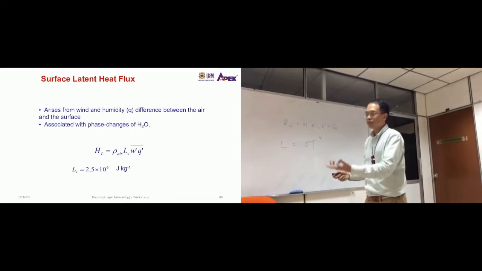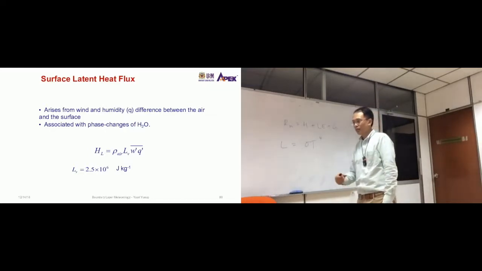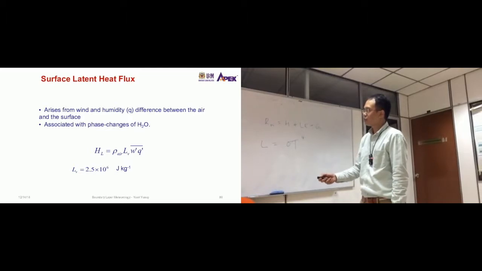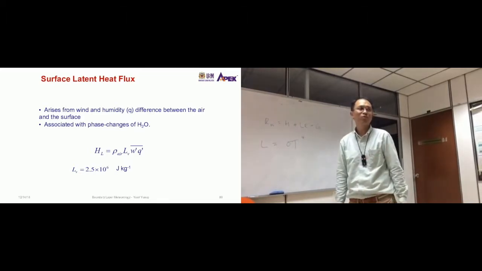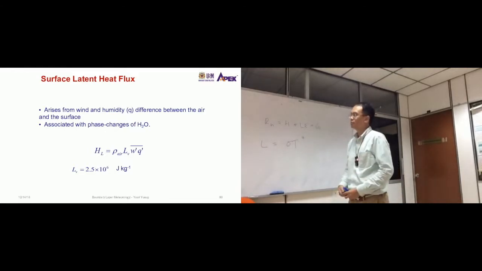This is similar to the bulk transfer relation, but this one uses this term instead of the U delta Q. So it arises from wind and humidity difference between the air and the surface. It is associated with phase changes of water. Phase change means evaporation, from liquid to gas. By the way, this LV constant here is 2.5 times 10 to the power of 6 joule per kg, a common constant to use. This is the amount of energy needed to evaporate one kg of water.